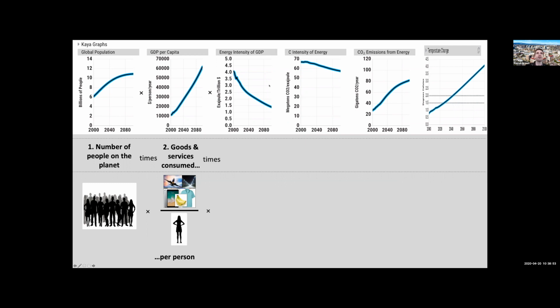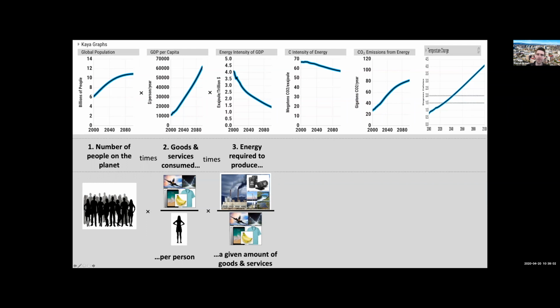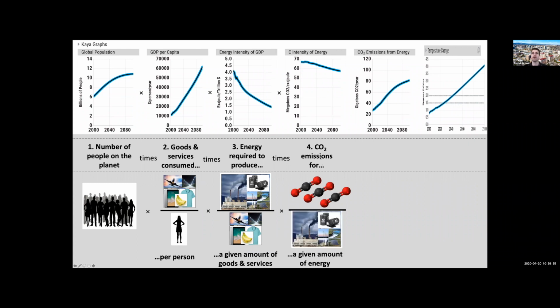And then we have our energy efficiency. So it's called energy intensity of GDP. That's the energy required to produce a given amount of goods and services. And that is expected to decrease. So that's good. So we are getting gains in energy efficiency. And then we multiply that. So all these three things multiplied together would be our total energy use. So population times GDP per capita times how much energy is used per GDP is going to be total energy use. And then to get how much CO2 emissions we are going to produce from that, we would multiply that by our rate of CO2 emissions per unit of energy.